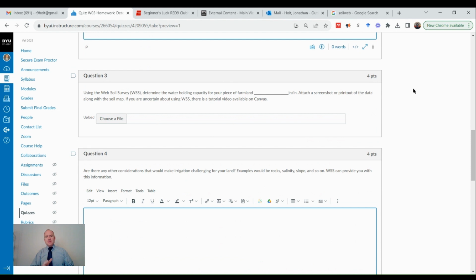And it says, using the web soil survey, determine the water holding capacity for your piece of farmland in blank inches per inch. So in 1 inch of soil, how many inches of water can be held there? So it might be like 0.1 inch per inch, and usually in agriculture where we look at a large root zone, usually about a 4 foot root zone, we often do this in inches per foot. But anyways, we're creating a ratio to understand that depending on our soil type, this is how much water per this depth of root zone.